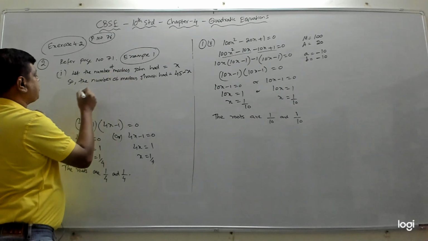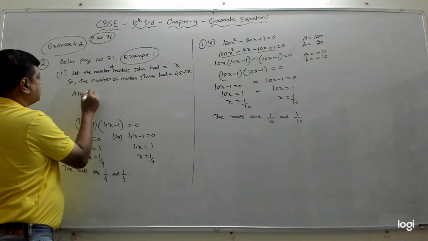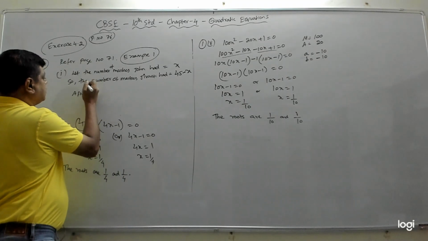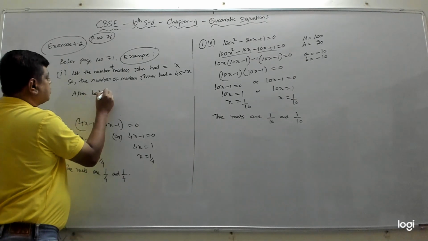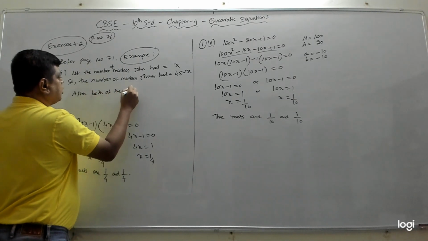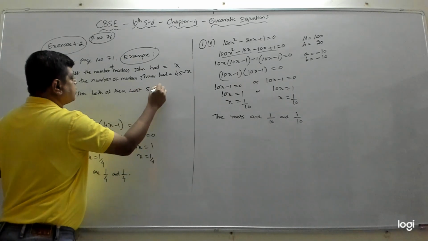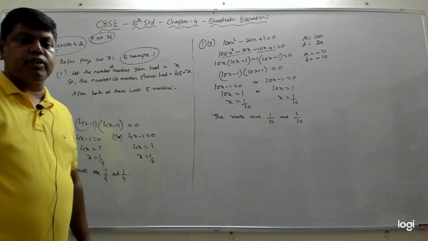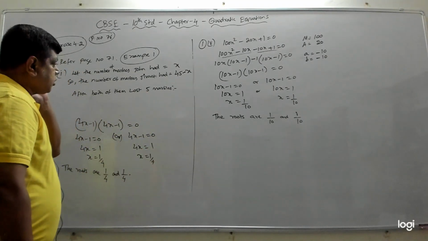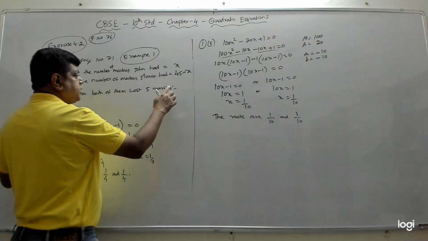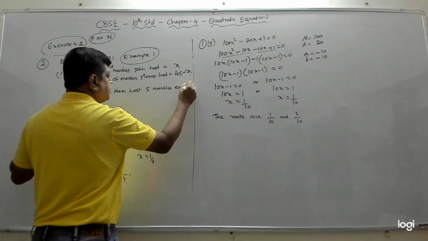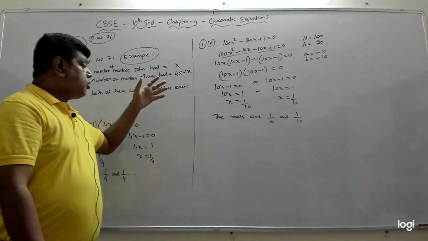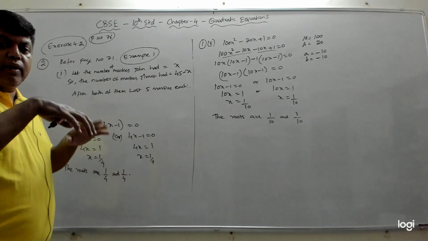Now both of them have lost 5 marbles. After both of them lost 5 marbles, they have lost 5 marbles each. So John lost 5 marbles, and Jivanti also lost 5 marbles. Now how many marbles will they have now?